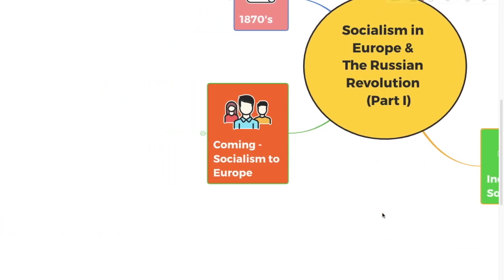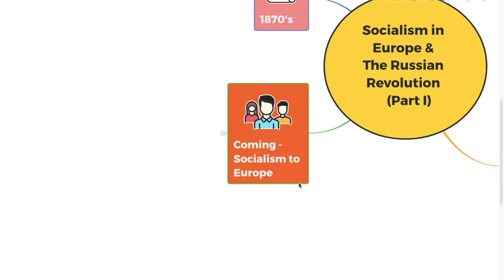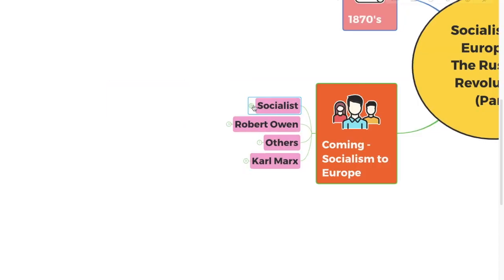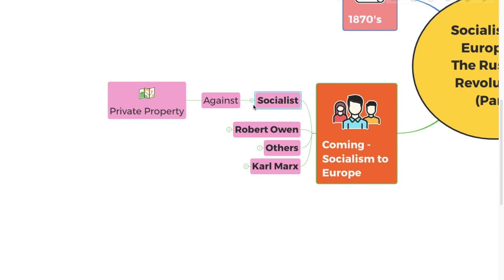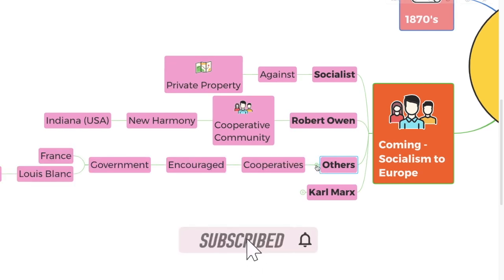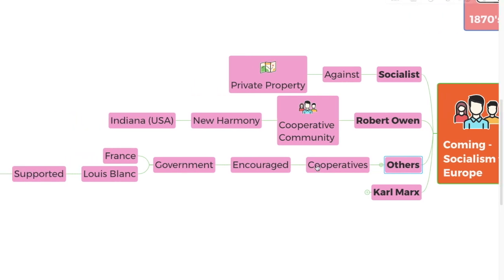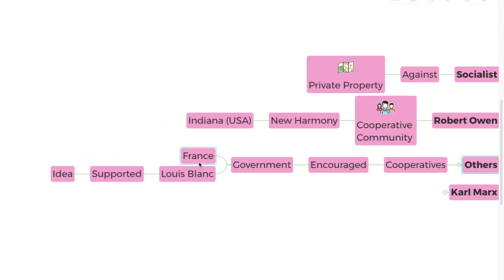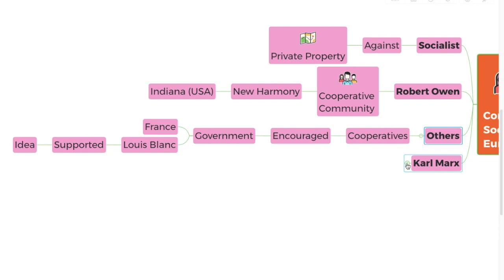Let's move along. The coming of socialism to Europe. Socialists were against owning of private property. Robert Owen believed in cooperative community and he sought to build a cooperative community called New Harmony in Indiana, USA. Others believed that the cooperatives should be encouraged by the government, and one of them was Louis Blanc from France, who supported this idea. Karl Marx was of a different opinion.